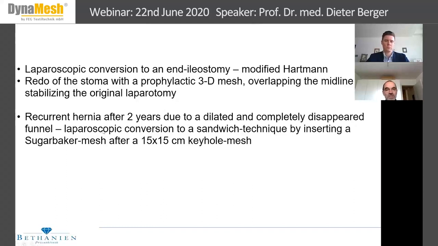And we converted this problem now into a sandwich technique using a 15 by 15 centimeter keyhole mesh and a larger Sugarbaker mesh. This was in January 2017, and since that time, the patient is satisfied.